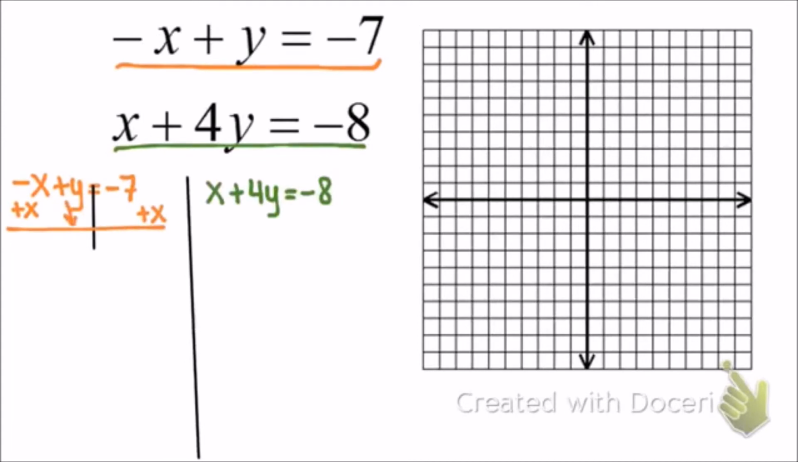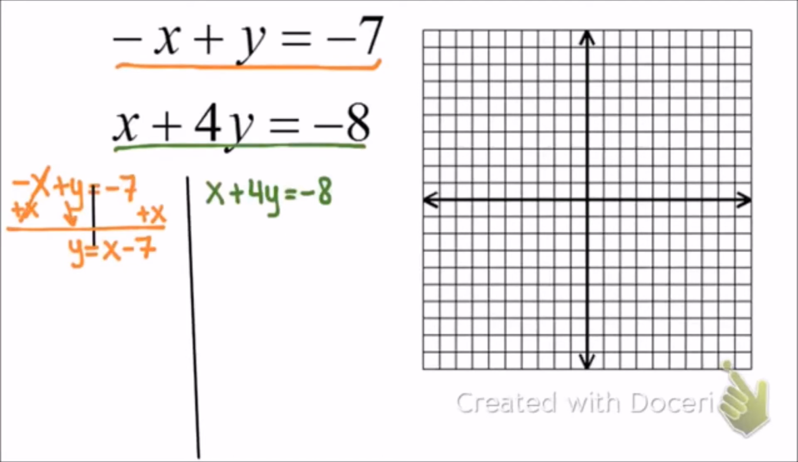Bring my y down, cancel out my negative and positive x, and I get y equals. I like to put my x in the front so it looks like y equals mx plus b form, minus 7. So I have y equals x minus 7. This is now in slope-intercept form. So I'm now going to move over to my green line and put that one in slope-intercept form.